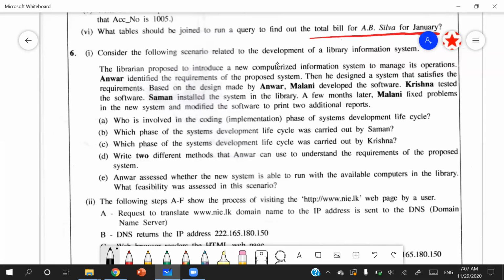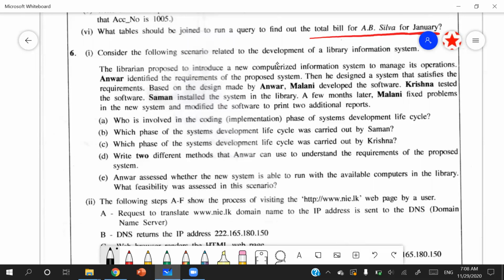So it describes that the librarian proposed to introduce a new computerized information system to manage its operations. Anwar identified the requirement of the proposed system. Then he designed a system that satisfied the requirements. Based on the design made by Anwar, Malini developed the software. Krishan tested the software, and someone installed the system in the library. A few months later, Malini fixed problems in the new system and modified the system to print two additional reports.